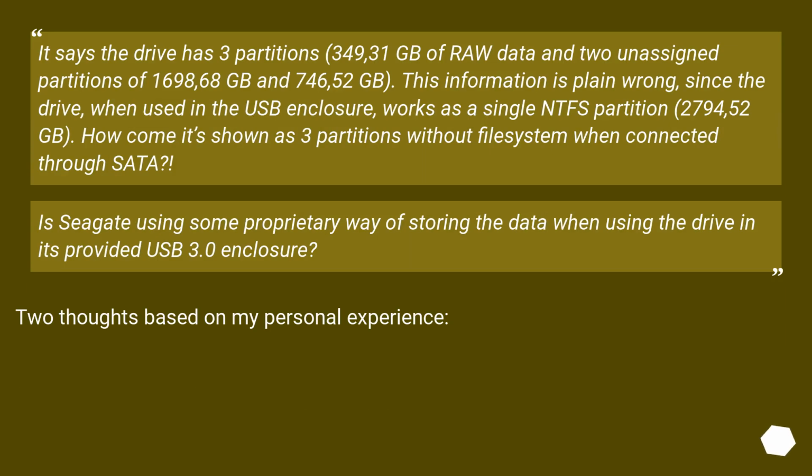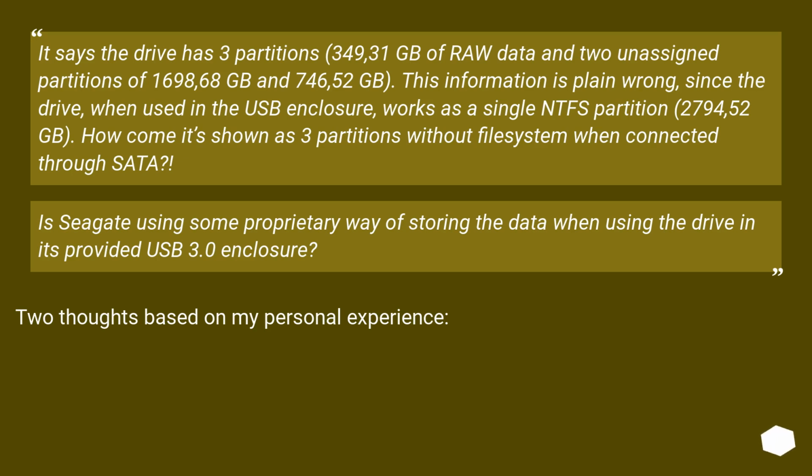It says the drive has three partitions, 349,31 GB of raw data and two unassigned partitions of 1698,68 GB and 746,52 GB. This information is plain wrong, since the drive, when used in the USB enclosure, works as a single NTFS partition, 2794,52 GB. How come it's shown as three partitions without file system when connected through SATA? Is Seagate using some proprietary way of storing the data when using the drive in its provided USB 3.0 enclosure?